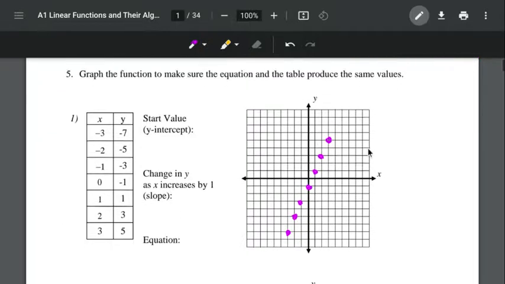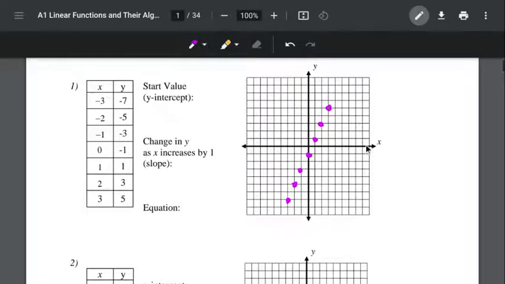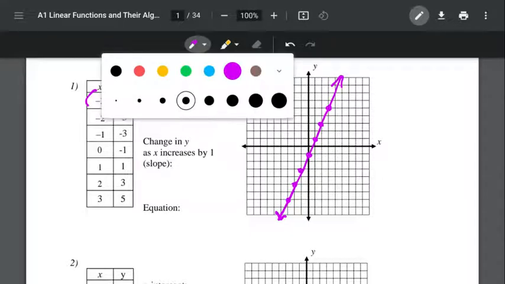So for number 1, I already plotted the points. Okay? Just quick review. This table, the x and the y make 1 point. So I did that. Now with the straight edge that I don't have, I connect those points to make a line. So let me do a different color.